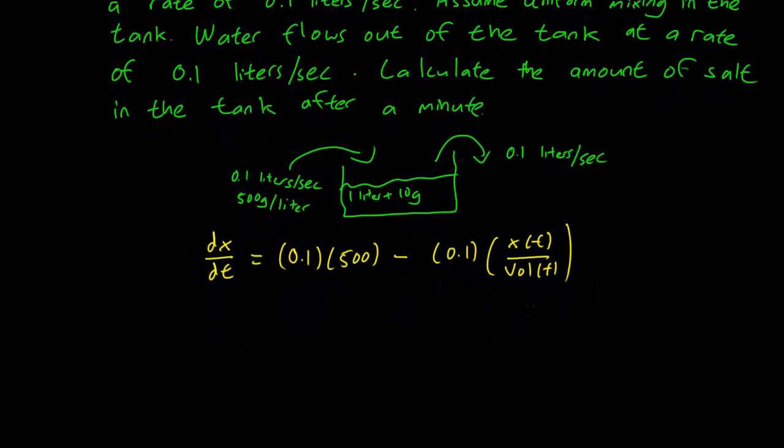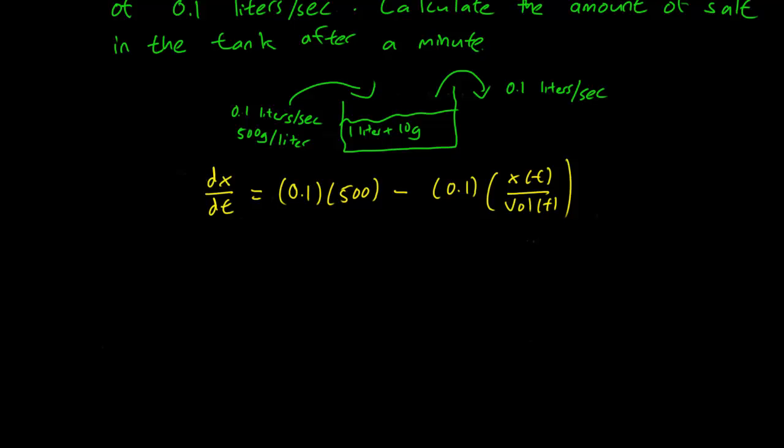One nice thing to do when we write down this differential equation is to check whether it is plausible by checking the units. So dx/dt is just going to be how many grams of salt per second. That's the change of the amount of grams of salt in a second. And we can write this down as 0.1, which is in liters per second, that's the amount of solution coming in. The 500 is in grams per liter. This means that this first term is going to be a number in grams per second, which is what we want, and that's good.